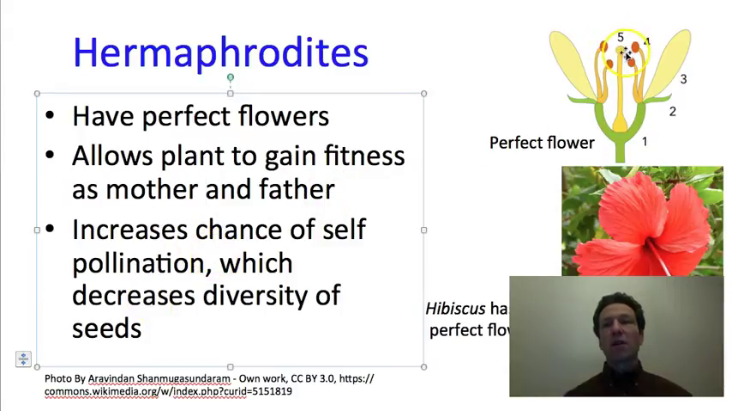And if self-pollination occurs, that decreases the diversity of seeds. This could be good for mixed maters. If a pollinator does not come, maybe this flower can self-pollinate. So that could be an advantage. But if the plant really wants genetic diversity, then it prefers not to self-pollinate. So those are hermaphrodites.